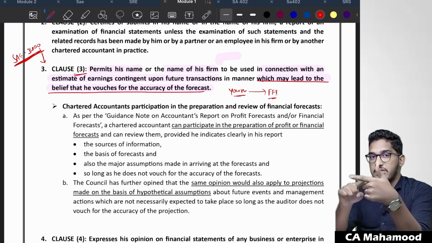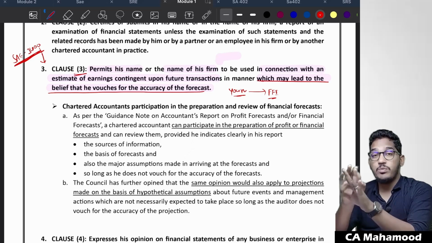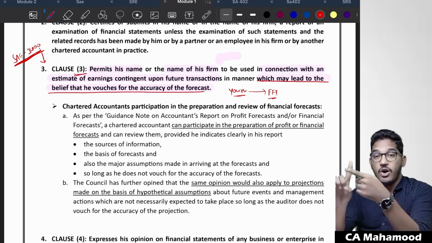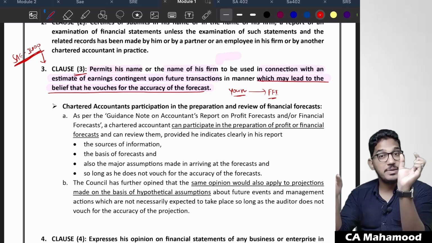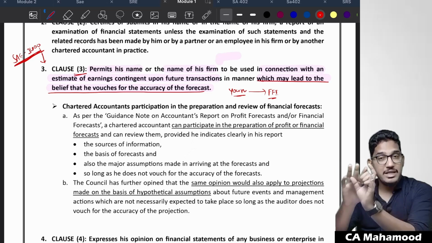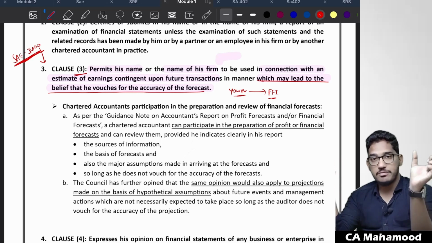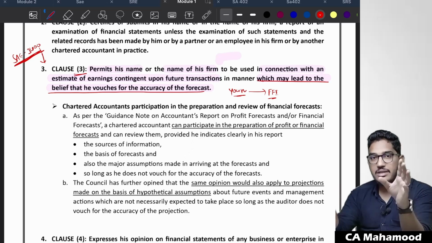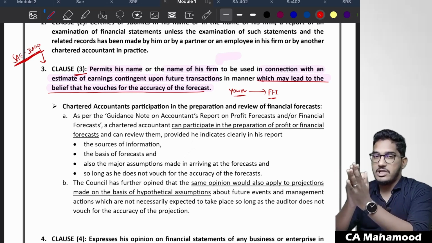But if you pay close attention, in SAE 3400, I have clearly told that you are not at all going to express an opinion regarding the achievability. We are going to express an opinion on presentation only. So tell me, can you be associated with the assurance engagement? Yes. But you should not give any wrong belief that you are vouching for the accuracy there. That means you are giving a confidence, a guarantee that whatever future financial information has been presented will be 100% achieved. That belief no one should get. As long as you are not giving that belief through your report, you can do such an engagement.